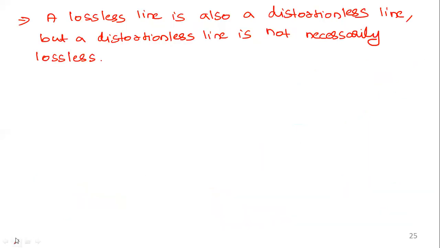So we can also say one more conclusion. A lossless line is also a distortionless line, but a distortionless line is not necessarily lossless. Okay, the reverse cannot happen.